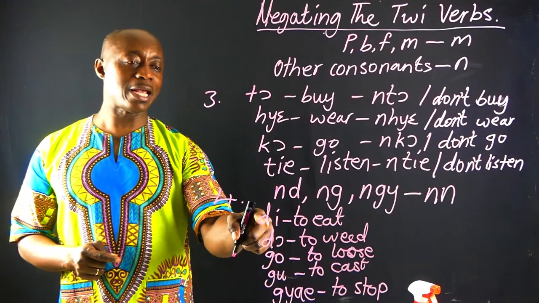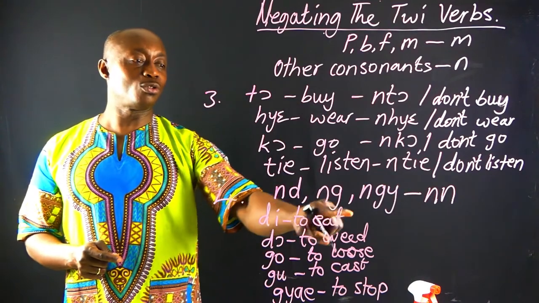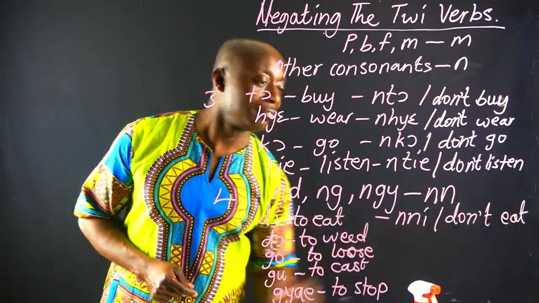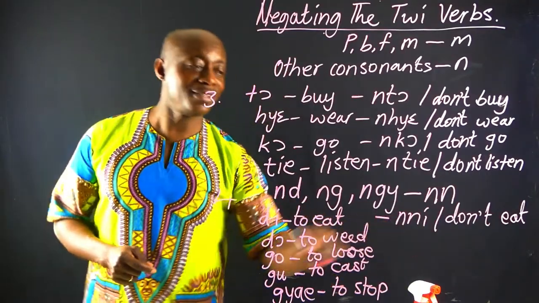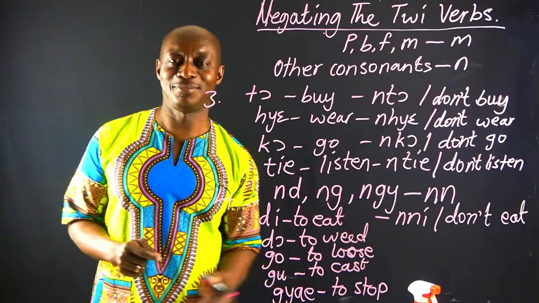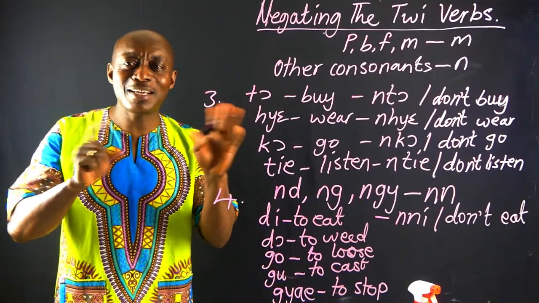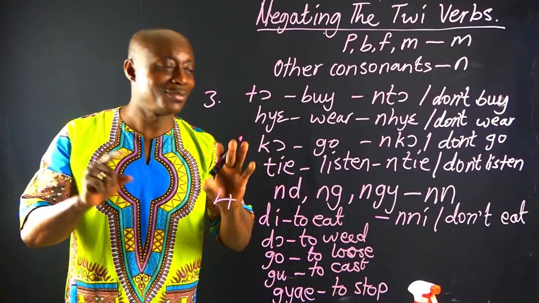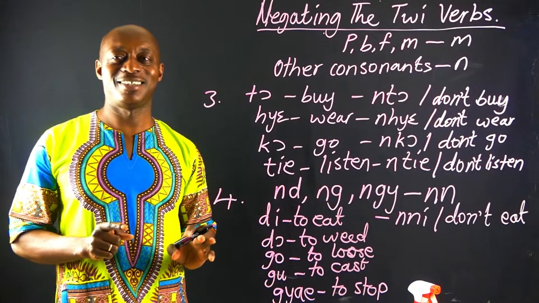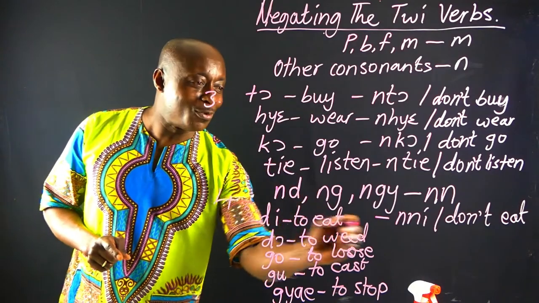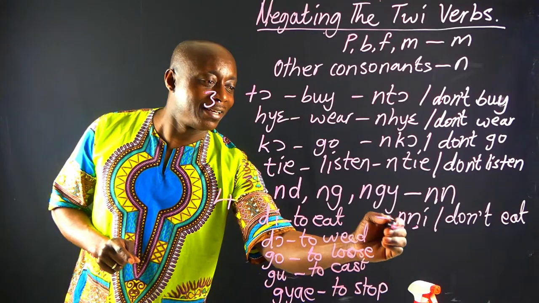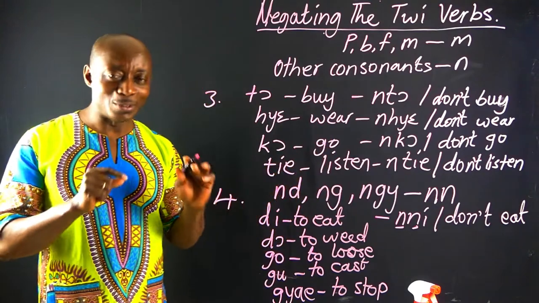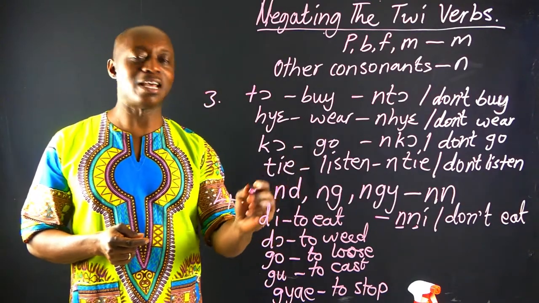So what will happen here? If you want to write the negative form, it will be nni. Nni, don't eat. So what did we do? We doubled the n, and it became nni. When you say that, it negates the verb.